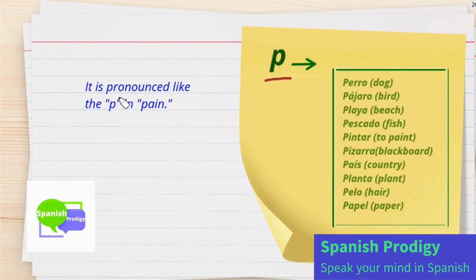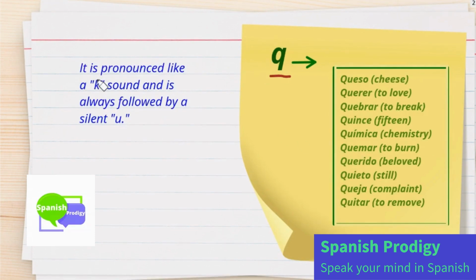Next letter, P. It is pronounced like the P in pain. The letter Q. It is pronounced like a K sound and is always followed by a silent U.